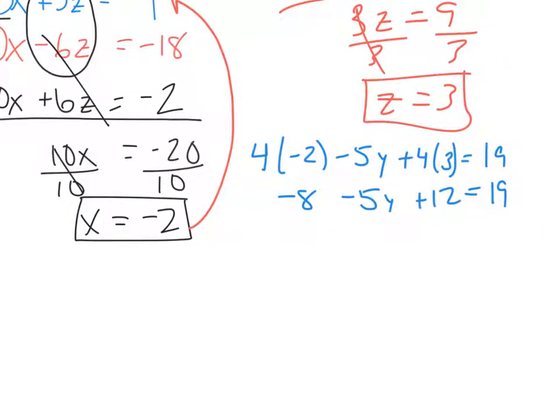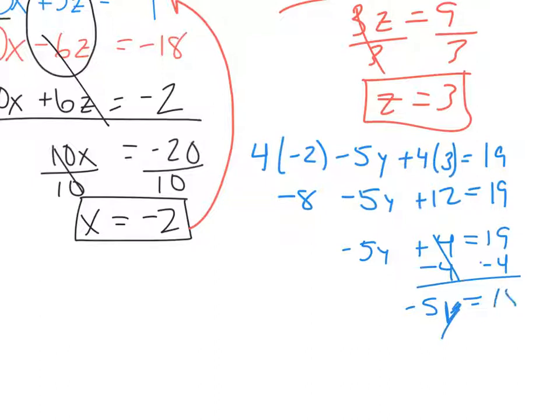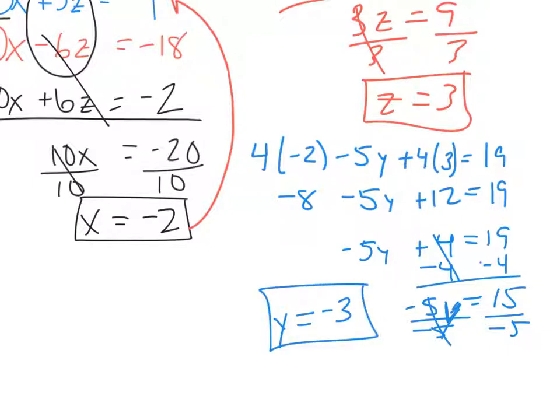Negative 8 and 12 is 4, so I have negative 5y plus 4 equals 19. Then I subtract the 4. Negative 5y equals 15. Divide by negative 5, divide by negative 5, and you get y equals negative 3. And there's all my answers. I have x and y and z.